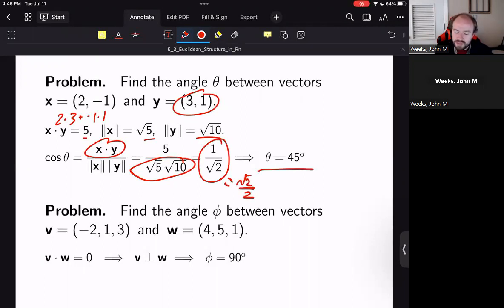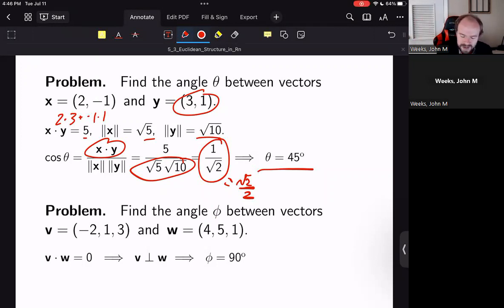Now, we can also do this in terms of three-dimensional vectors. So we can go through and find the angle phi this time, between the vectors (-2, 1, 3) and (4, 5, 1). Now, this one's going to be nice and straightforward. We could go through and calculate everything that we need to, the dot product and the magnitudes of the vectors, and use that formula to help us out.